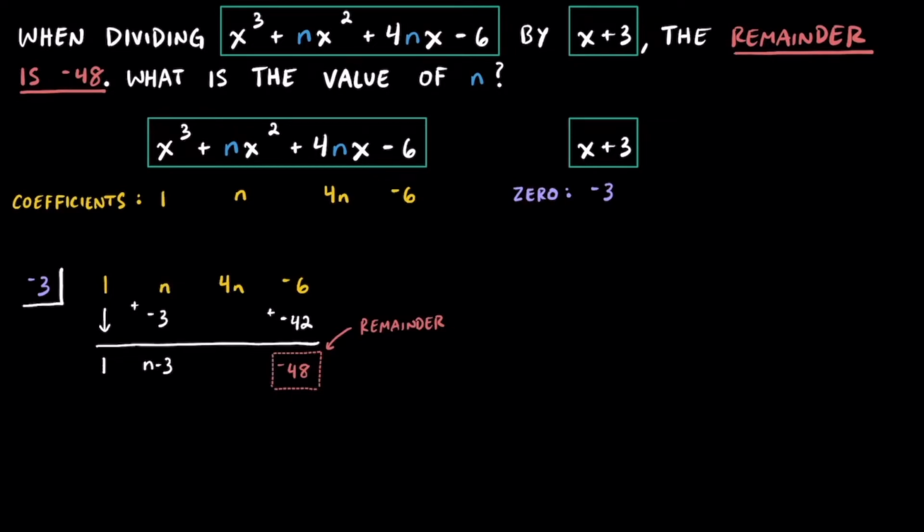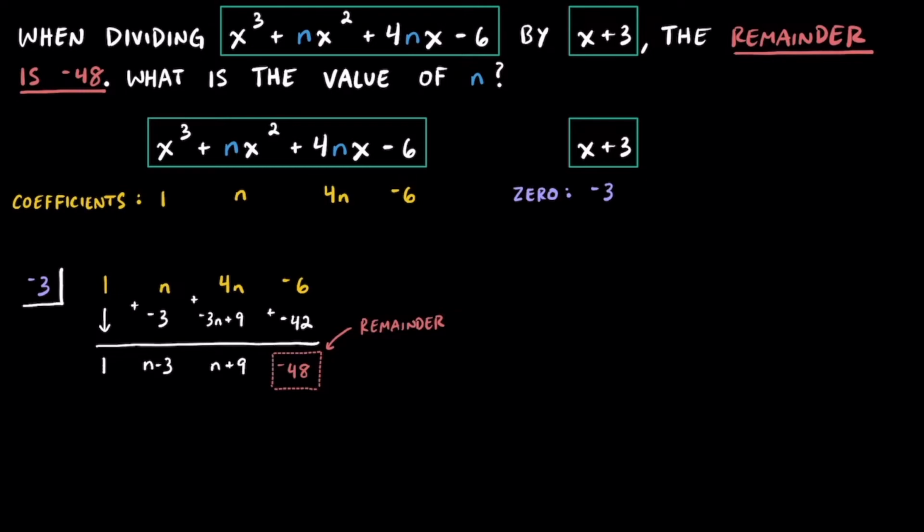Then we'll repeat the process and multiply the 0 of negative 3 times that n minus 3, and distributing that negative 3 we'll get negative 3n plus 9. Once again, we're going to add, so 4n plus this negative 3n plus 9 is going to simplify down into n plus 9. At this point, we've filled in the entire synthetic division, but we still don't know what n is.